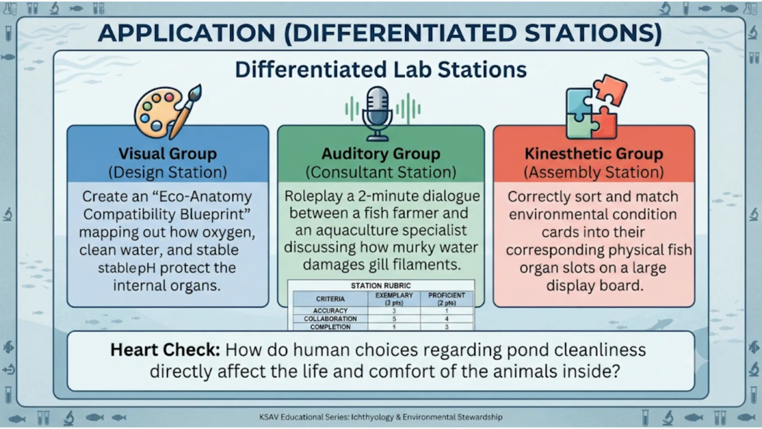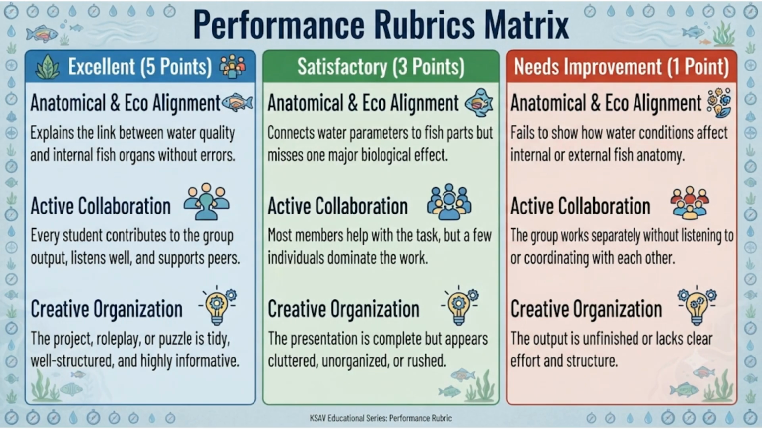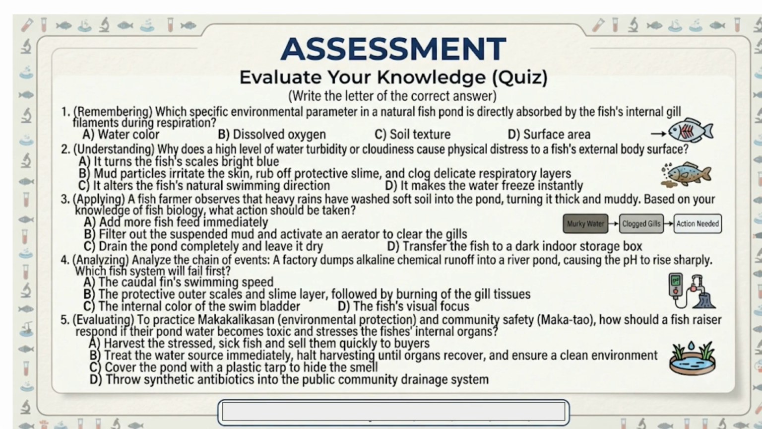For our application activity, choose a station, visual, auditory, or kinesthetic to explore how environmental factors protect fish anatomy. Evaluate your work using this rubric, which covers anatomical alignment, collaboration, and creative organization to ensure you have mastered these concepts. Now let's test your understanding with this quiz. Read through each question carefully, focusing on how environmental changes impact fish anatomy, and select the correct answer for each point. Here is the answer key for the quiz. Compare your responses to these correct options to evaluate your grasp of the relationship between fish biology and their aquatic environments.